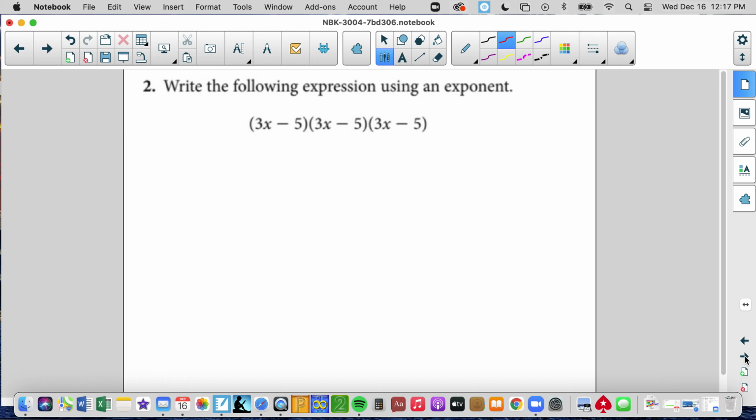Write the following expression using an exponent. So again, we are going to want to keep the parentheses, and it is to the 3rd. Since they are identical, it has to be identical.